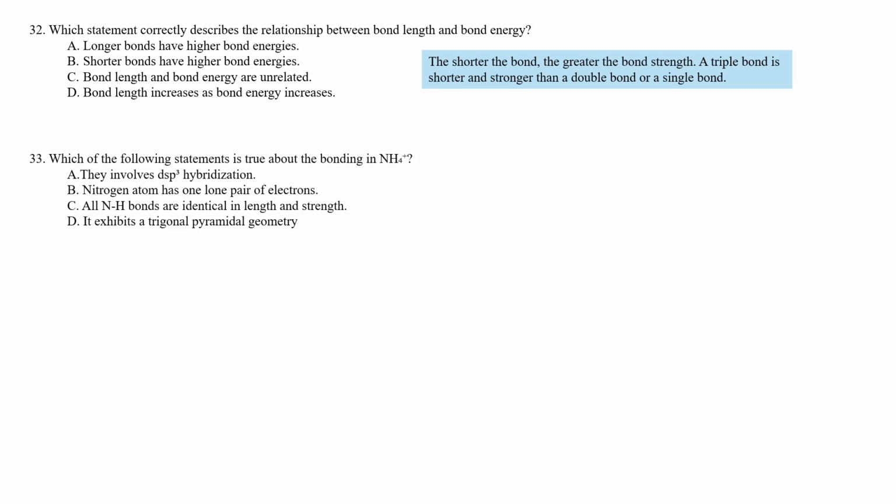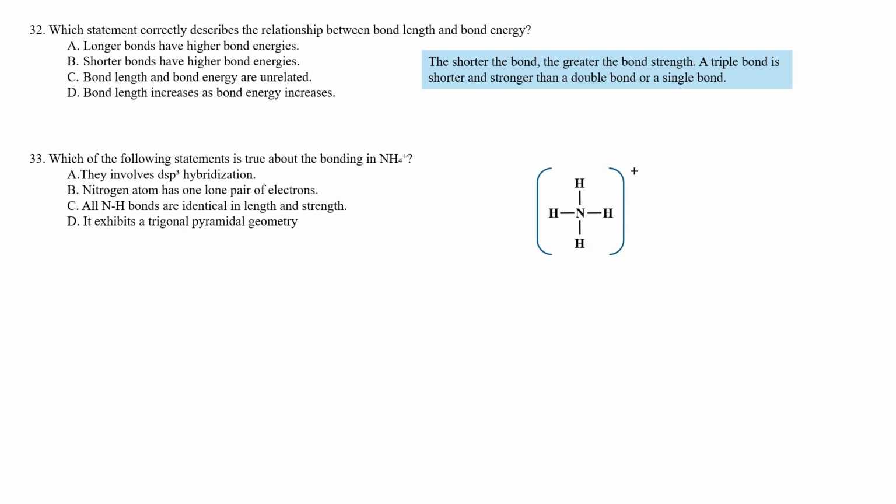Which of the following statements is true about the bonding in NH4+, ammonium ion? Ammonium ion is tetrahedral geometry. If you draw a Lewis structure of ammonia NH3, 3 bonds and 1 lone pair on nitrogen. So this 1 lone pair on nitrogen can contribute to make another NH bond with incoming H+ ions. Then that is tetrahedral geometry, sp3 hybridization.